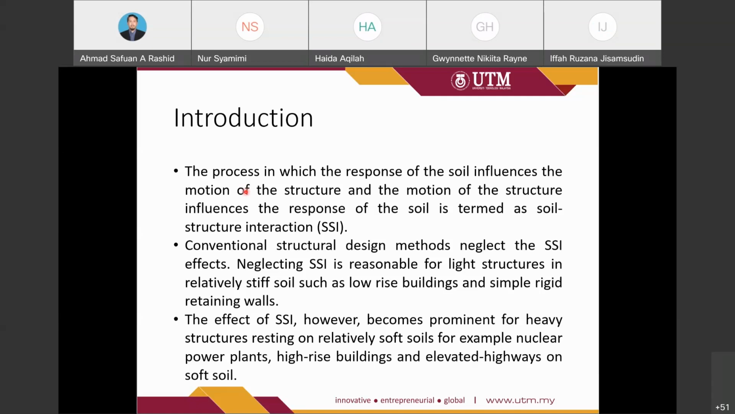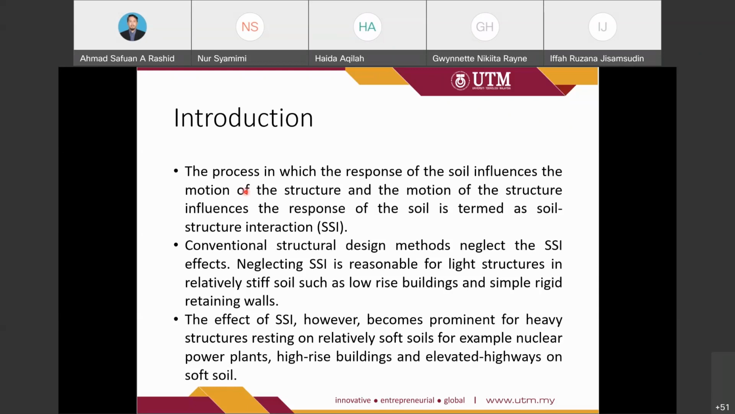on relatively stiff soil, such as low-rise buildings and simple rigid retaining walls. However, the effect of SSI is very important, or prominent, for heavy structures resting on relatively soft soil. For example, nuclear power plants, high-rise buildings, and elevated highways on soft soil.